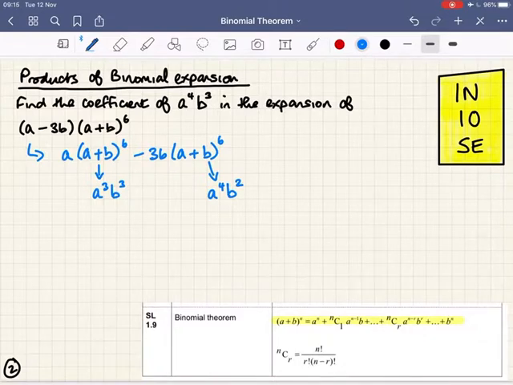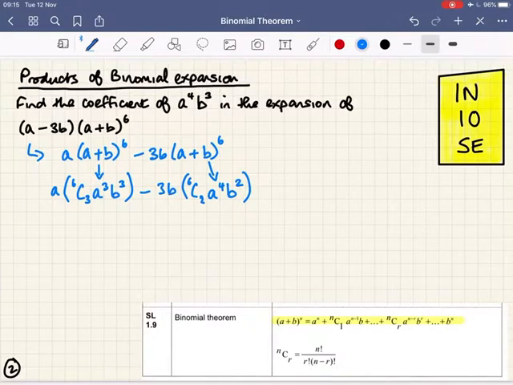Now, using my binomial formula from below, I know that in front of the a cubed, b cubed, r must be equal to 3. And n is 6, so I would have 6c3 in front of this particular term. And the second one, I would have 6c2 because my value of r is 2. So those are the actual terms that I'm interested in from a plus b to the power of 6. And I'm multiplying by a there and 3b there.